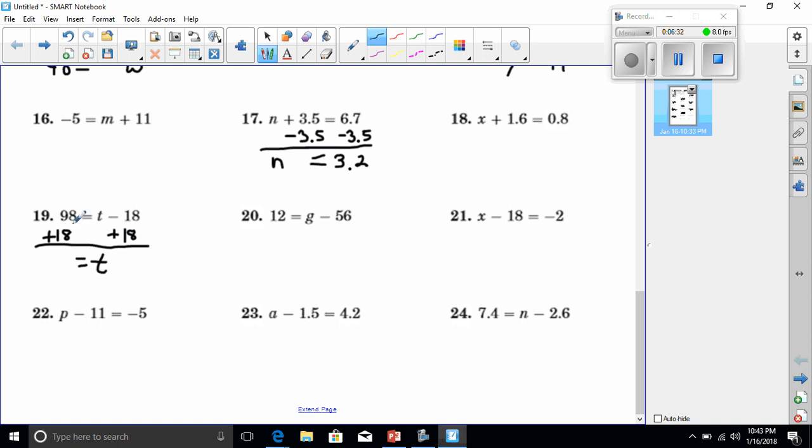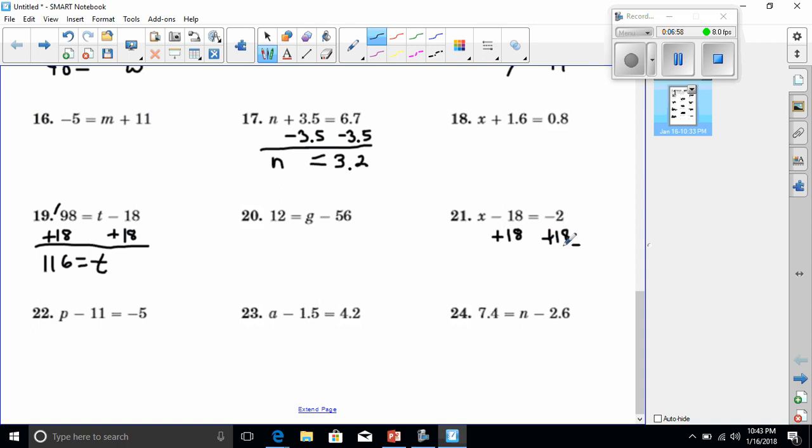Well, 8 plus 8, that's 16. Carry the 1, and that gives us 11. So 116 equals t. Next, I have x minus 18 equals negative 2. And, well, I need to get x by itself, so I'm going to add 18 to this side. And once I add 18 to that side, I'm committed to adding 18 to my other side.